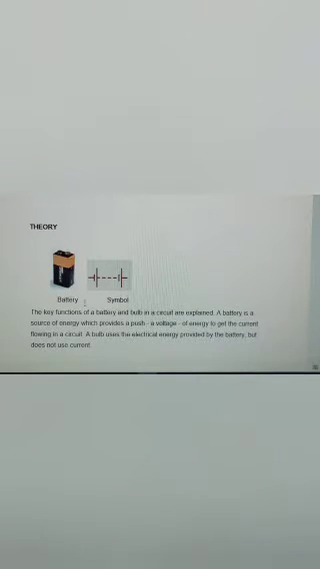First, battery and symbol. The key functions of a battery and bulb in a circuit are explained. A battery is a source of energy which provides a push, a voltage of energy, to get the current flowing in a circuit. A bulb uses electrical energy provided by the battery but does not use up current.